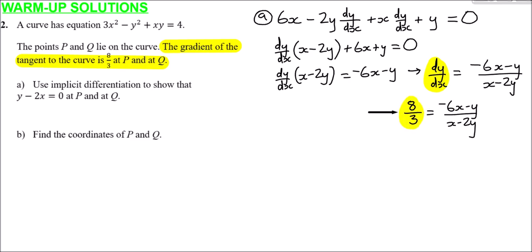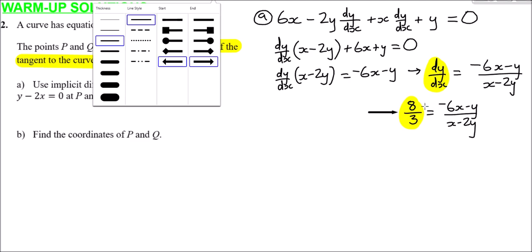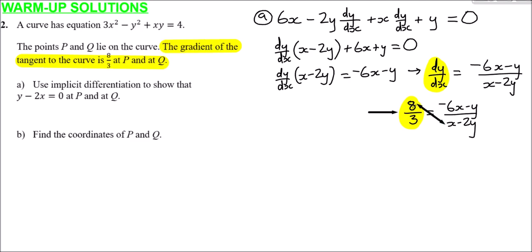I can now solve this in a variety of ways. Use your personal preference if you wish. My personal preference is cross multiplication. So 8 times x minus 2y, and then 3 times minus 6x minus y. So 8 times x minus 2y gives 8x minus 16y. 3 times minus 6x is minus 18x. 3 times minus y is minus 3y.